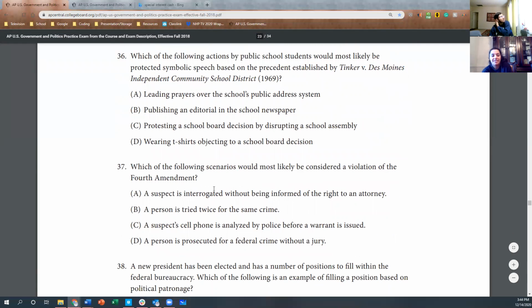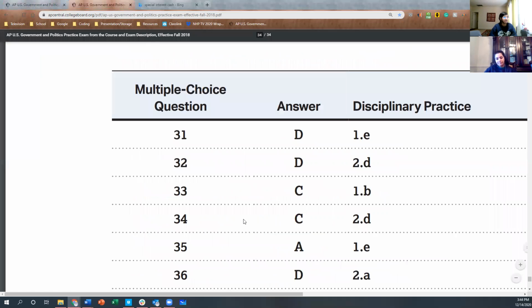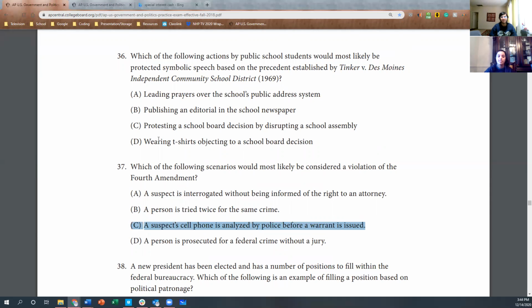I see. Which of the following scenarios would most likely be considered a violation of the Fourth Amendment? That's not the Fourth Amendment. Without being informed of the right to... I think this has to do with Miranda rights, so it could be A. I think it's C because it has to do with unreasonable. Yeah, for sure it's C because it has to do with unreasonable searches and seizures. Yeah, the Fourth Amendment. Okay. There's a lot of questions about the Bill of Rights on here. Yeah, that's true.